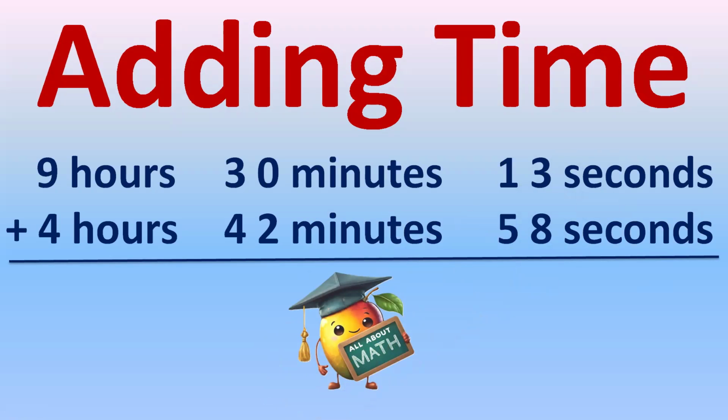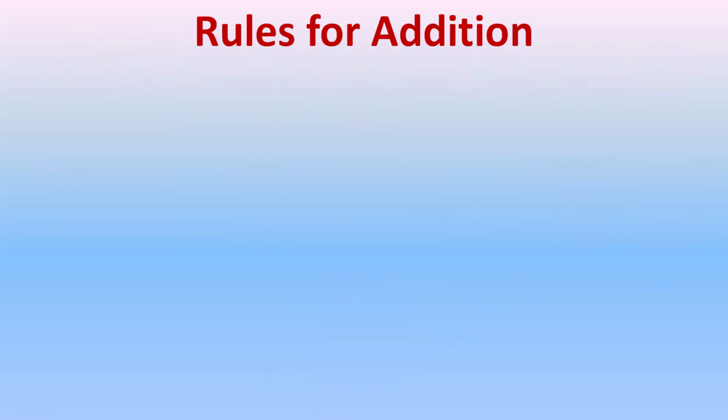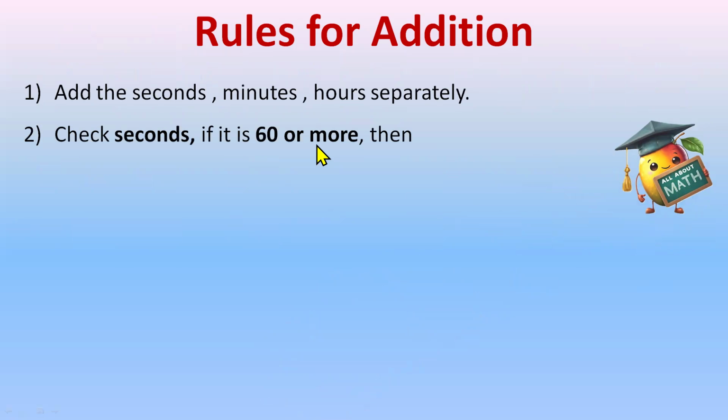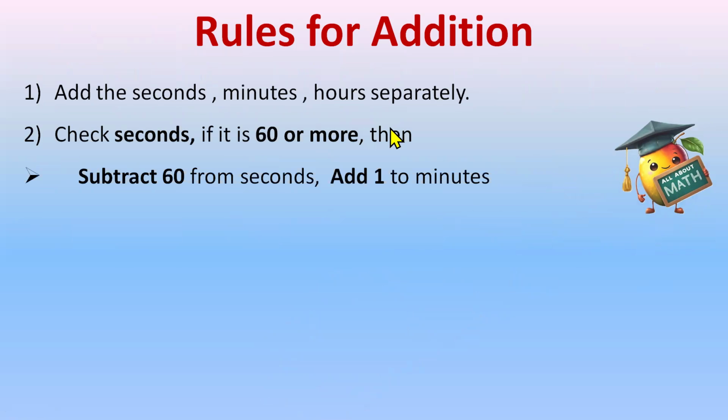Adding time. Rules for the addition. Add the seconds, minutes, and hours in the question separately. Check seconds if it is 60 or more, then subtract 60 from the seconds and add 1 to the minutes.